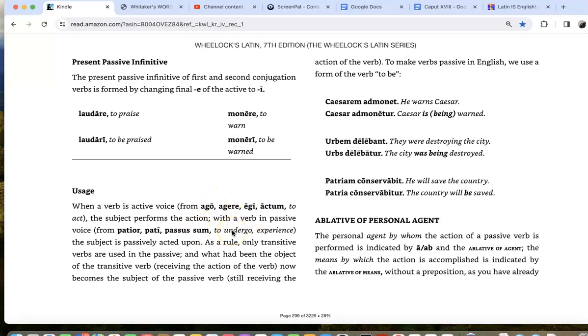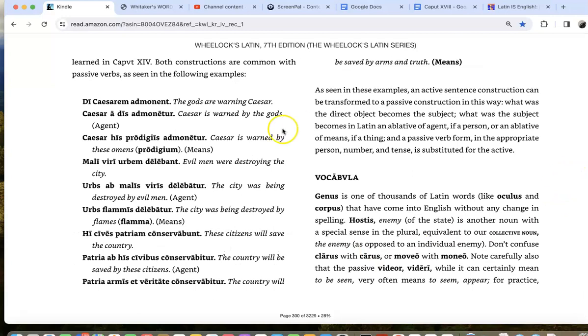Some further explanation of usage. Ablative of personal agent. This is something we've seen before. It's simply by or from. Here they have in italics the means by which. Let's take a look at some examples here. In fact, I would encourage you to pause the video or study these carefully in your book. What I like about these examples is it gives you both active and passive side by side so you can see the difference. So this covers a lot of terrain for the grammar in this chapter.